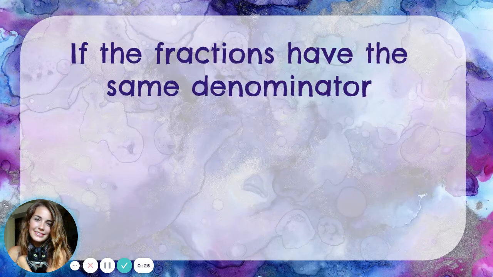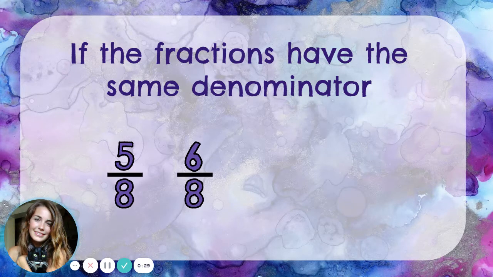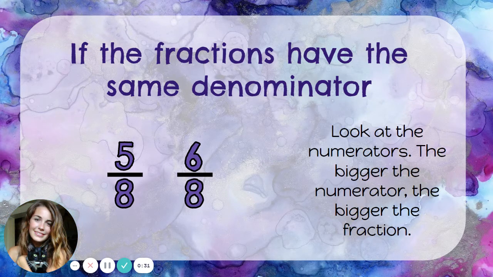If the fractions have the same denominator, like 5/8 and 6/8, look at the numerators. The bigger the numerator, the bigger the fraction. That's because the size of the piece is the same for both fractions. We're dealing with eighths. But if the numerator is bigger, that means I have more pieces.